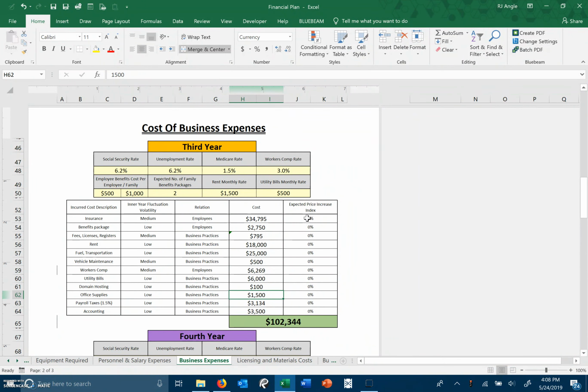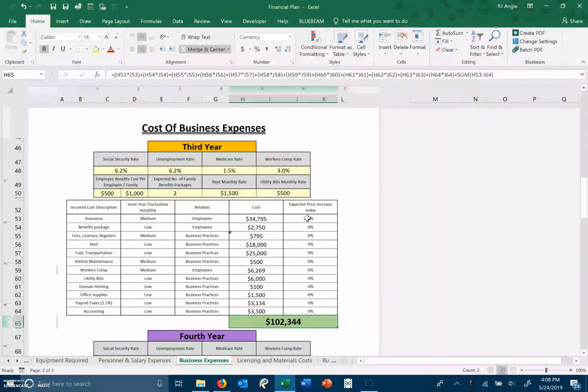I have increased my office supply budget to $1,500. My payroll taxes clearly went up with the adjustments that we've already talked about. I continue to need accounting services in order to process taxes on behalf of my business. And my total cost of business expenses in my third year has increased to $102,344.